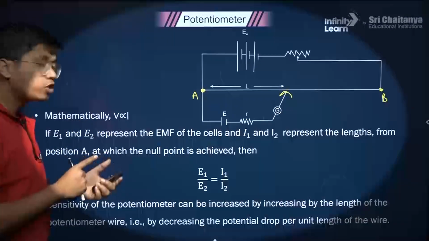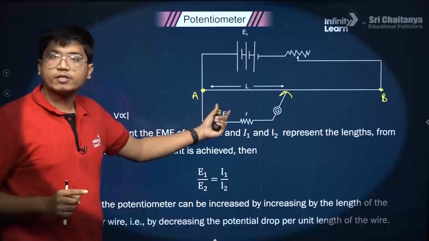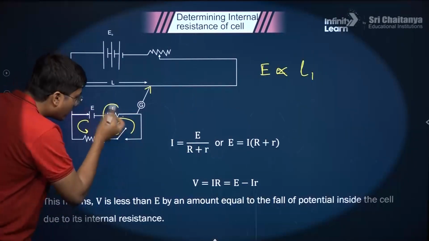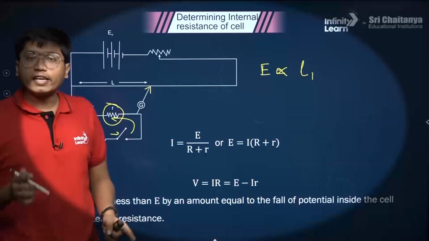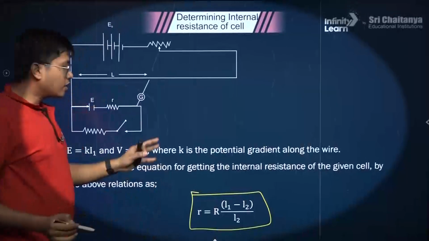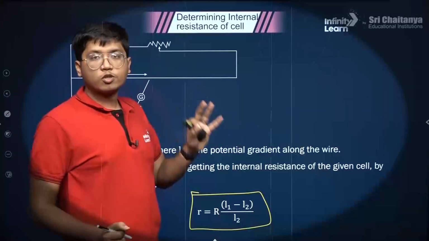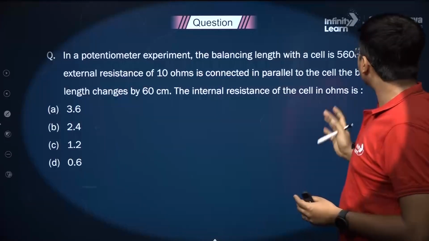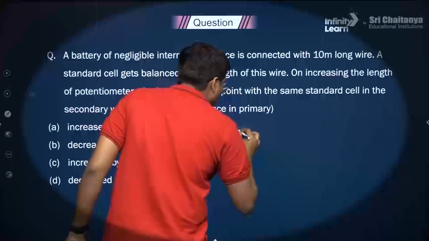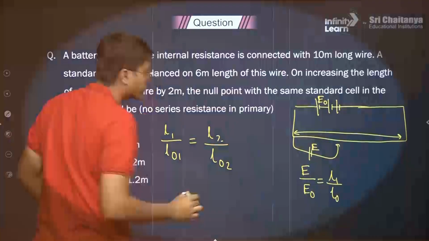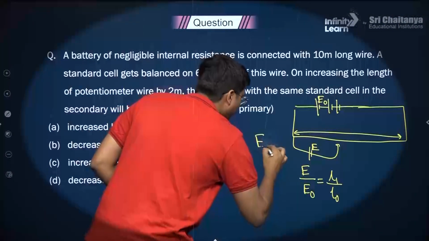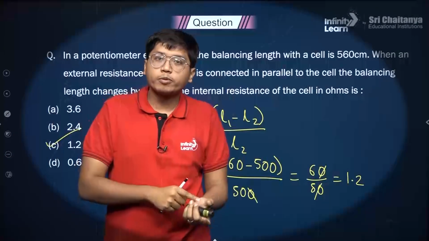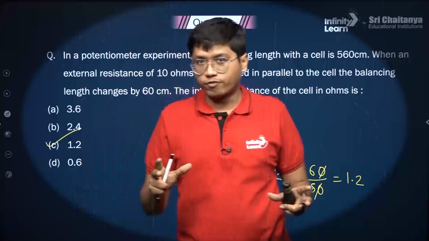The first purpose of a potentiometer is to check what the EMF of a cell is. And when current starts flowing, you know that this internal resistance will now lead to a potential drop. Small r is equal to capital R into (L1 minus L2) by L2. This says in a potentiometer experiment, balancing length with the cell is 560 centimeter, I into rho L1 by A, because they both would be equal to E by E naught. You have to visualize it. That is why understanding why potentiometer works is more important than just remembering the formulas.